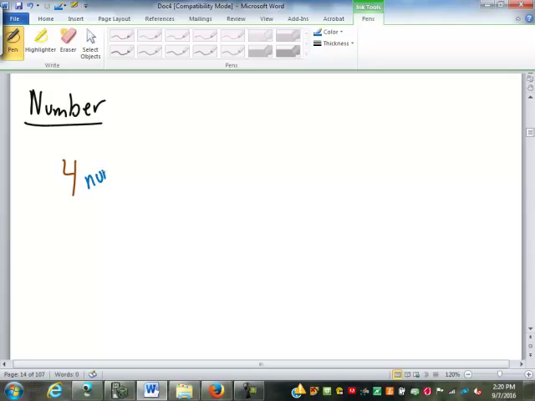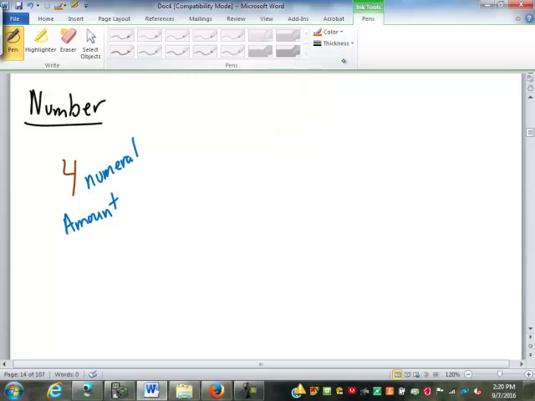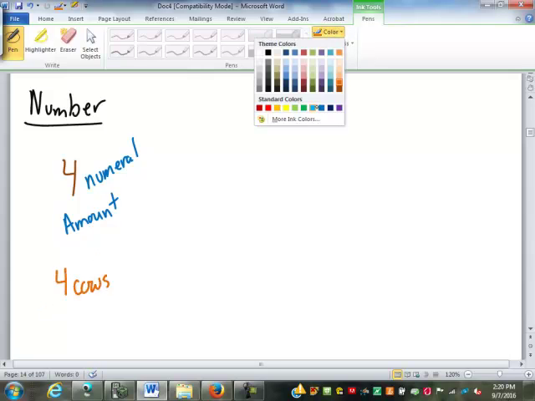4 is a numeral. It is an amount. It's telling us how much. To truly be a number, it has to tell us not only how much, but of what. So we might have 4 cows. Now it's a complete number.